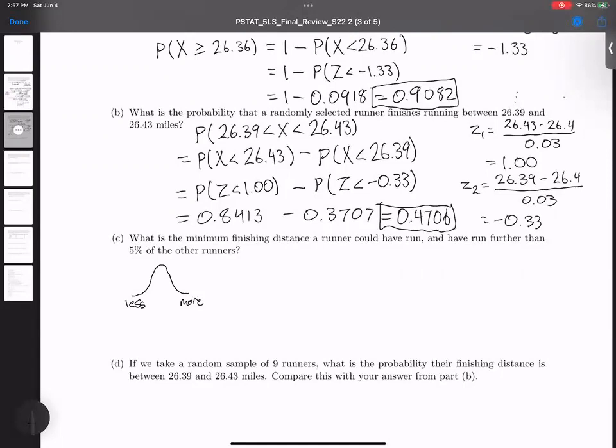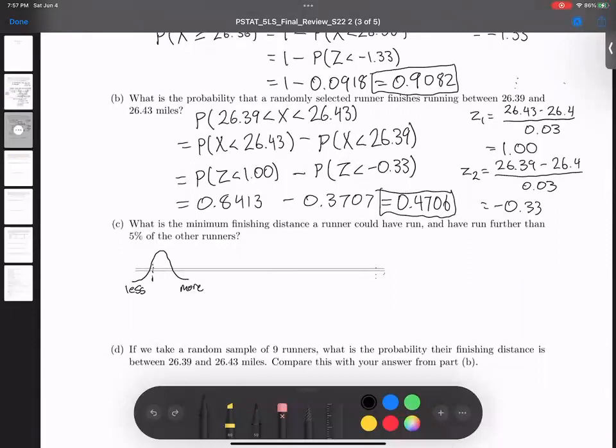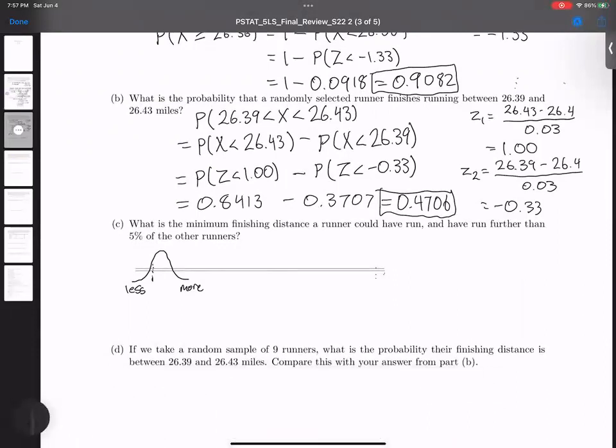So that means if you were right here, and this is the point where, I don't know how I just added those lines. And they're here to stay. All right. Like I said, haven't used an iPad. Don't know where they came from. So this is the point where this is 5%. And that means that if you run this distance right here, you run further than the 5% that are below you.